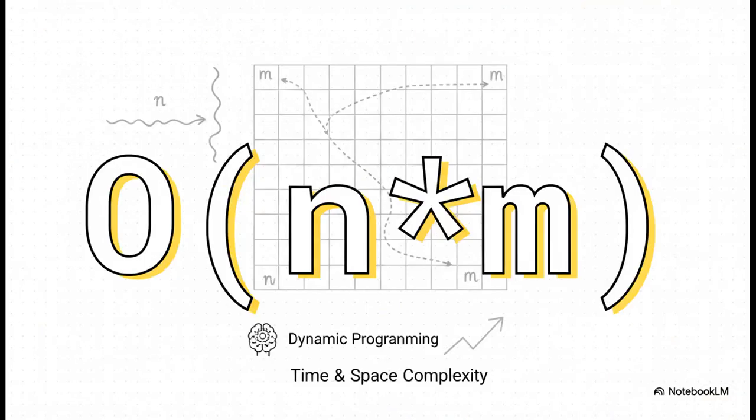So what about performance? Was all this map building worth it? Oh, yeah. If our two strings have lengths n and m, we just made a grid that's n by m in size. To fill it, we had to visit every single cell exactly once. That's it. This gives the algorithm a time and space complexity of O(n times m). And it's so incredibly efficient because we never ever have to recalculate an answer we've already found.